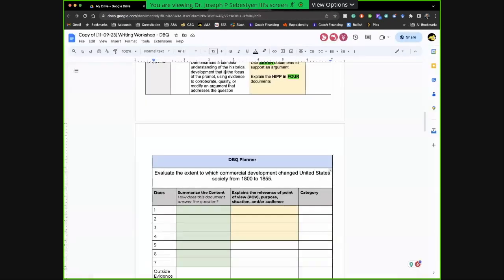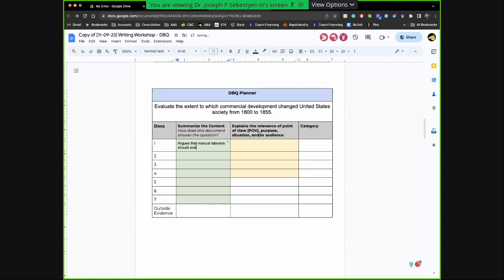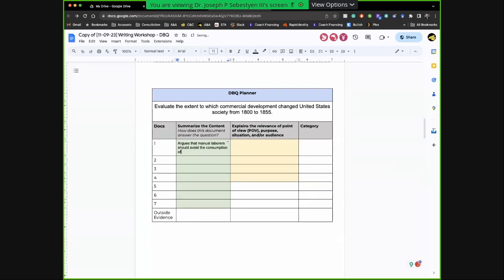Okay, what's that saying? Well, this document is from the Association of Churches in Connecticut. It is basically arguing that manual laborers should avoid the consumption of alcohol. Okay. Pause. Point of view, right? It's a church organization.